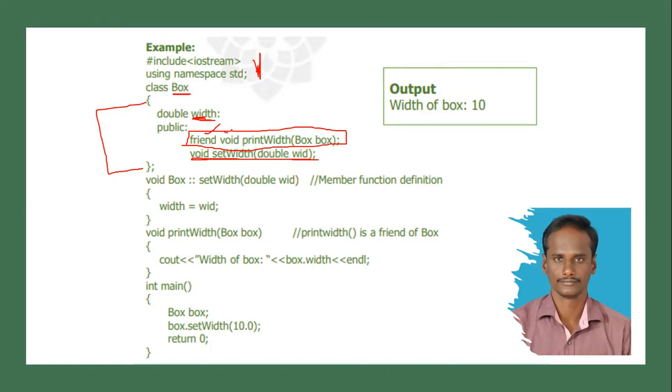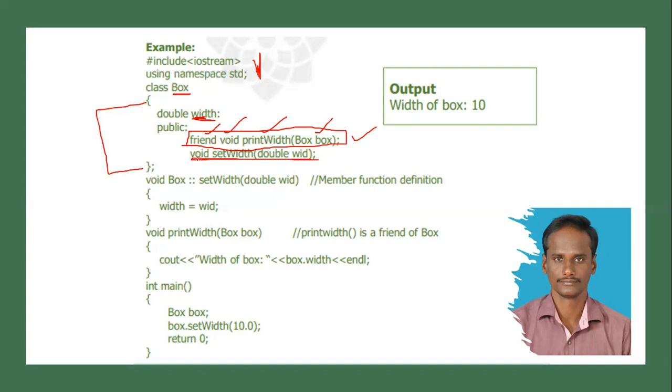Friend, followed by the return type, function name, and inside the parameter. Such a type of declaration is actually a friend function declaration. If your function declaration is preceded with the keyword friend, then we can say this is a friend function. You see the difference between the definitions, then you will know.